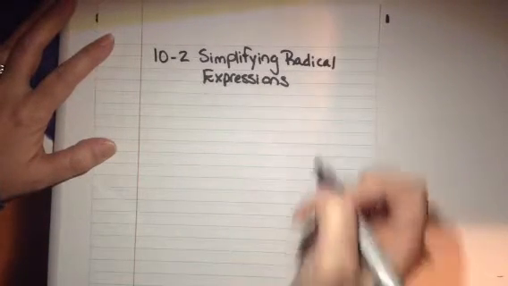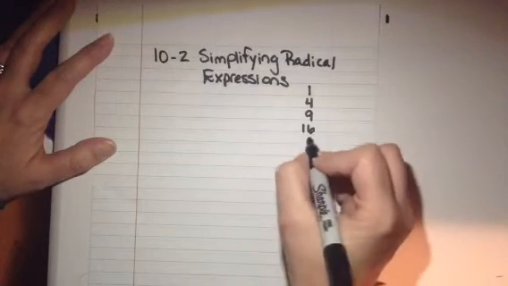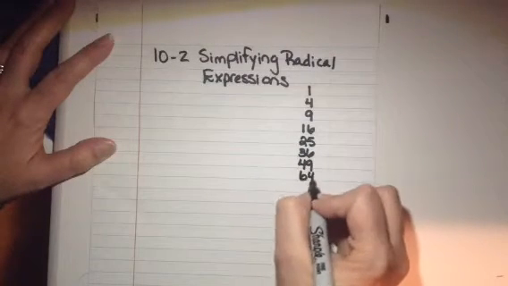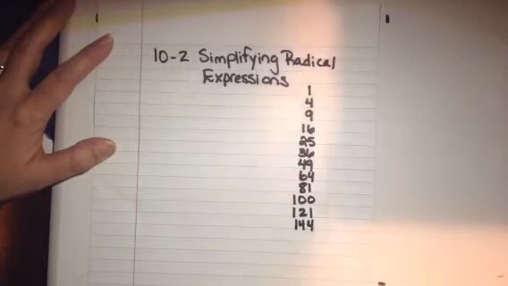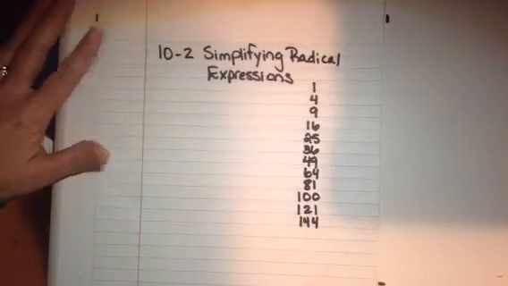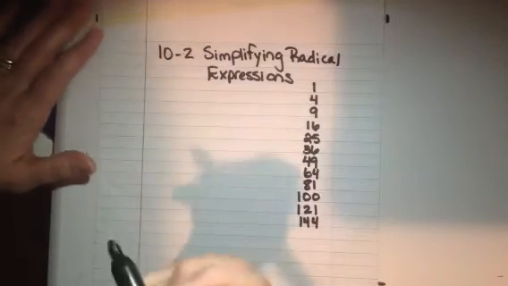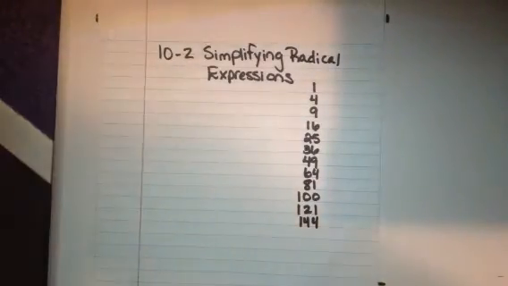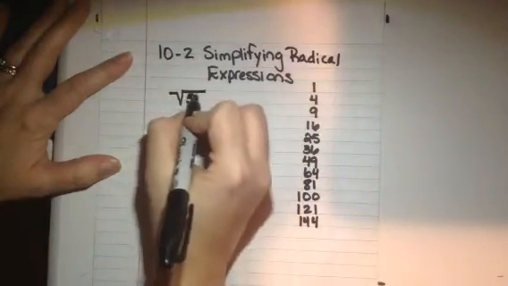What I would do is start off with a list of perfect squares: 1, 4, 9, 16, 25, 36, 49, 64, 81, 100, 121, 144. That should do it. And you're going to use this list, so you'll want to keep that out. And what we're going to do is take a radical that is not a perfect square, that's not on this list originally, and simplify it, get it in its simplest form, kind of like reducing. So let's take the radical square root of 54.